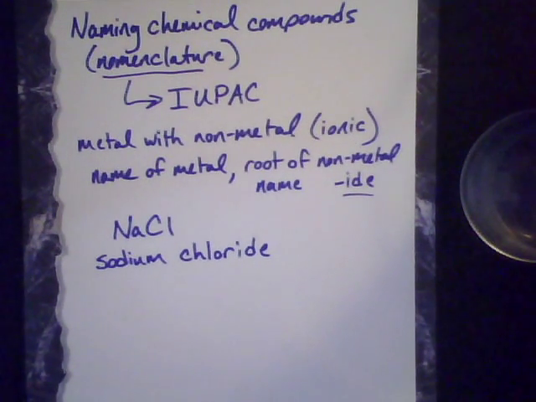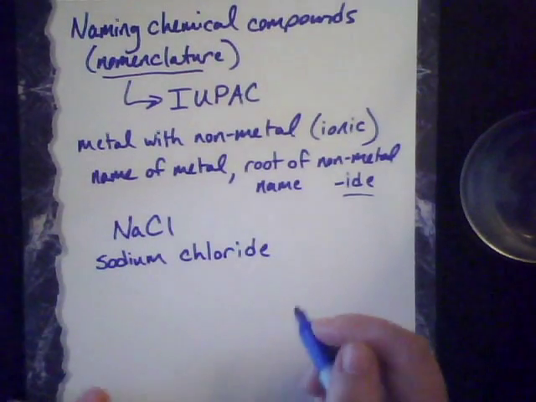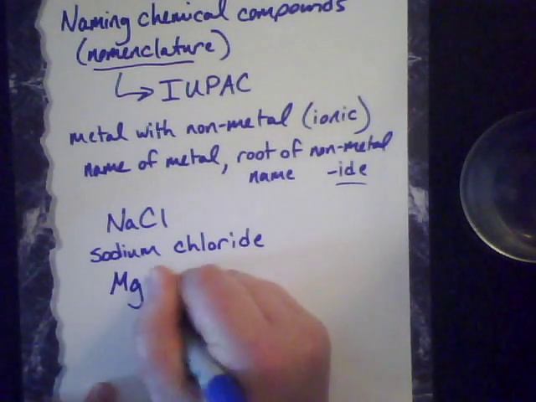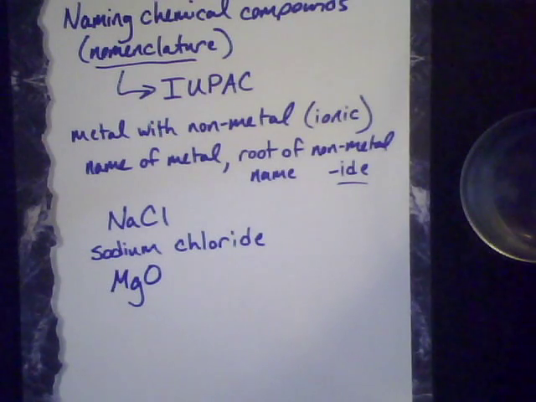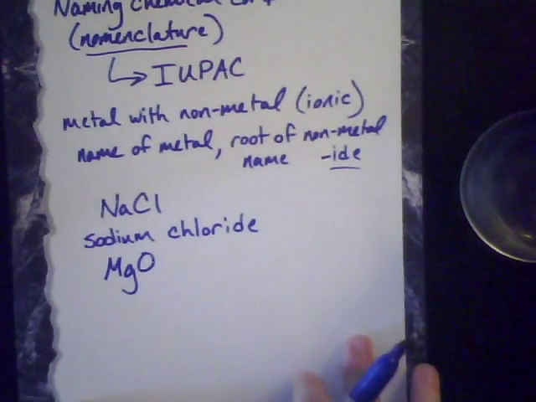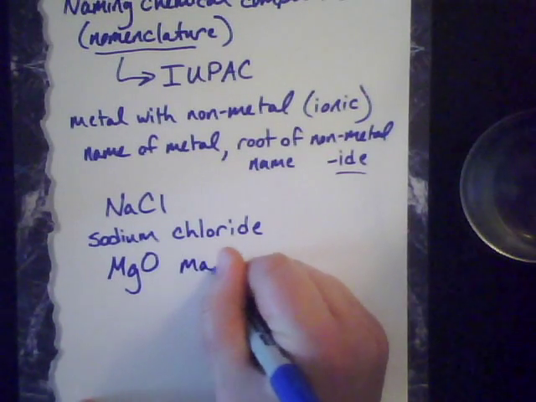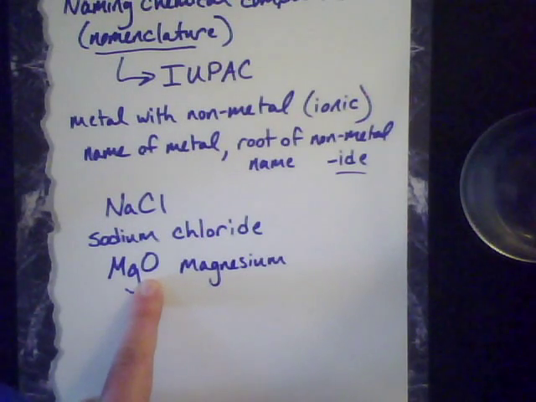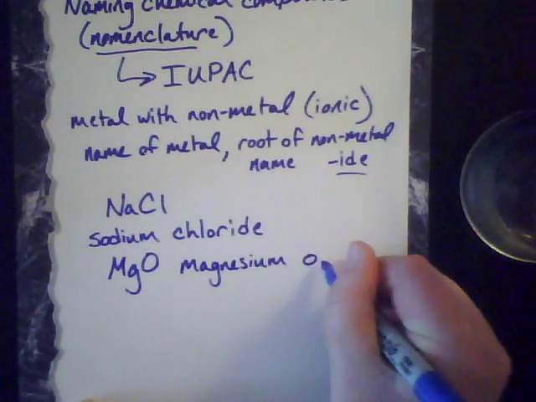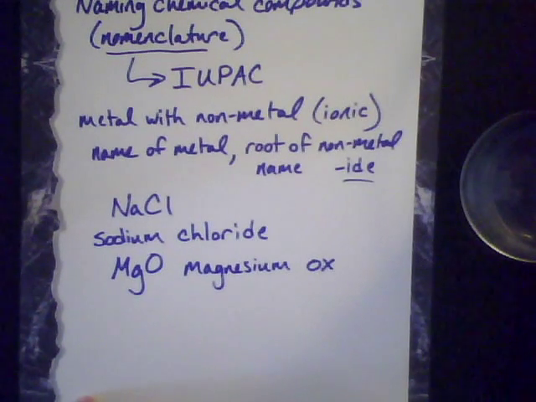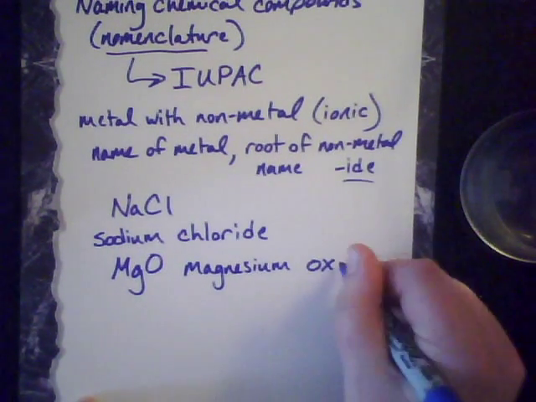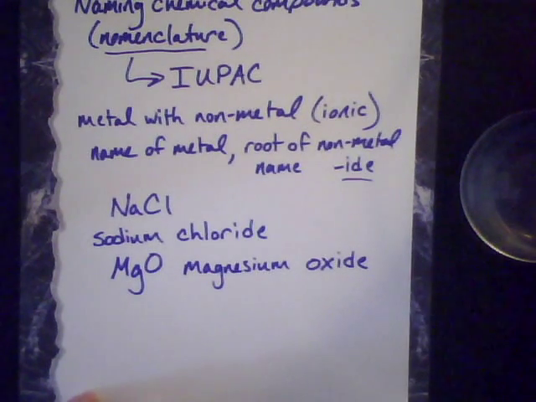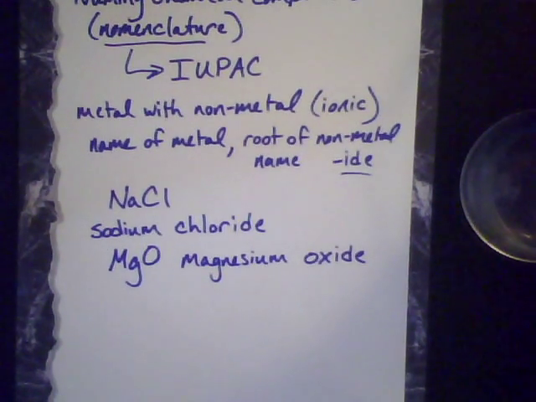Okay. We can do this with any metal and nonmetal. We could do something like MgO. Mg isn't one that we've talked about, it's magnesium. So the name of this is the name of the metal, magnesium. The root of the O, we know that O is oxygen, so the root for oxygen is just ox. So we took off the YGEN ending and we end it with oxide, magnesium oxide. Okay, so the name of the metal, name of the nonmetal. So that's pretty straightforward for metals with nonmetals or ionic bonding.